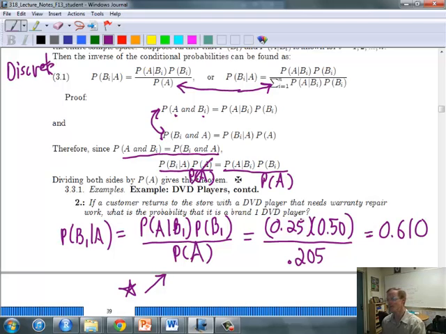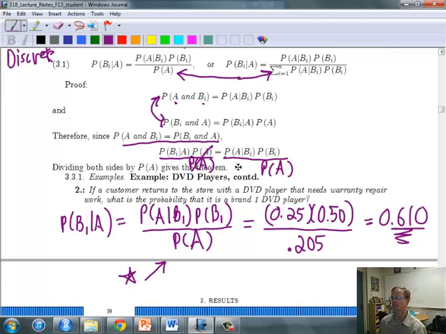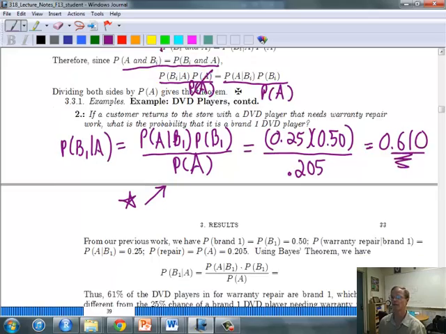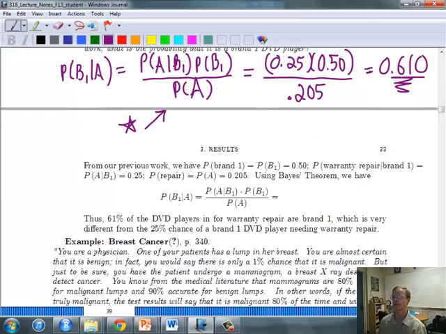So what this means is somebody comes into the store, they say, hey, I need repair on my DVD player, then boom, before we look at the player, what's the probability that it's a brand 1? Whoa, it's 61%. That's very different than the 25% of brand 1 players that need servicing. And that covers Bayes' theorem.